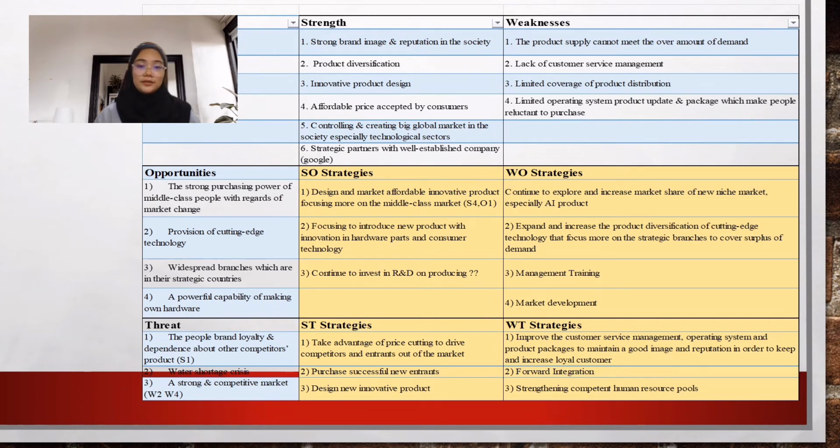And the last one, for WT strategies: first, improve the customer service management, operating system, and product packages to maintain a good image and reputation in order to keep and increase loyal customers. And the second one is forward integration, and the last one is strengthening competent human resource pools.